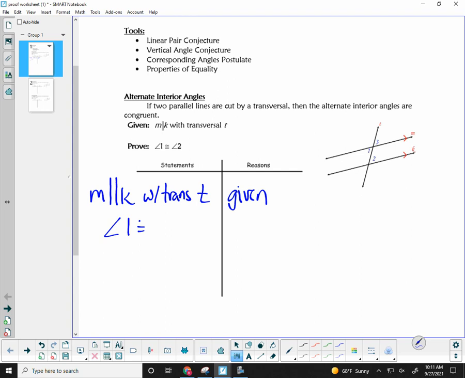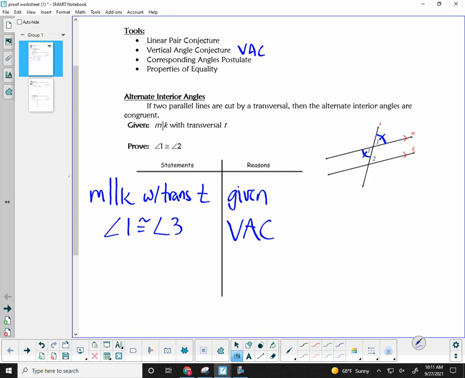So I know angle 1 has to be congruent to angle 3 because of the vertical angle conjecture. Okay, so we labeled that as VAC. You're welcome to write it out, but I'm telling you we use it all the time. You're going to want to write VAC. I also want you to mark your figure with those two angles being congruent. So anytime you say you have congruent angles, I want you to make sure you mark your figure that way.